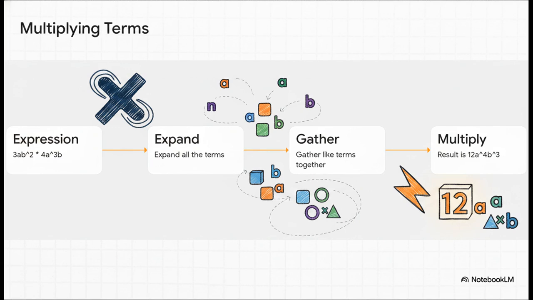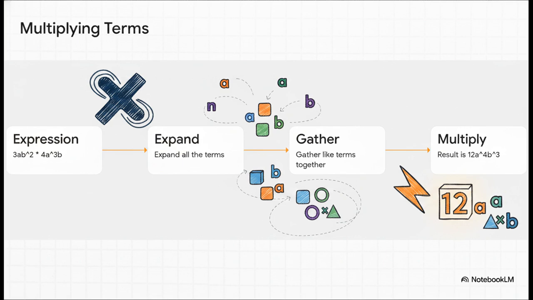Now let's try multiplying different terms together. Take a look at this example. 3ab² times 4a³b. The real secret here is to understand the logical why behind it. If you look at step 1, we just expand it all out. By expanding it, we can easily see exactly how these variables stack up. In step 2, we gather the regular numbers with the numbers, the a's with the a's, and the b's with the b's. Then in step 3, we just do the math.